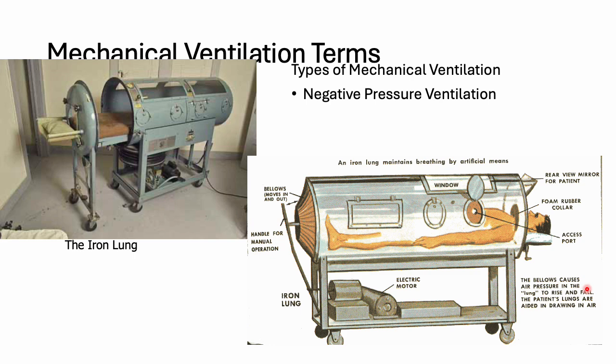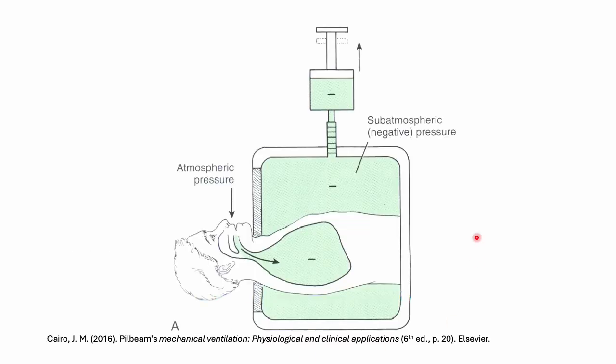Okay, so the bellow causes the air pressure in the lungs to rise and fall, and the patient's lungs are aided in drawing in air. Of course, you know that this particular form of ventilation is very debilitating to a person. So graphically, this is how the negative pressure ventilation works.